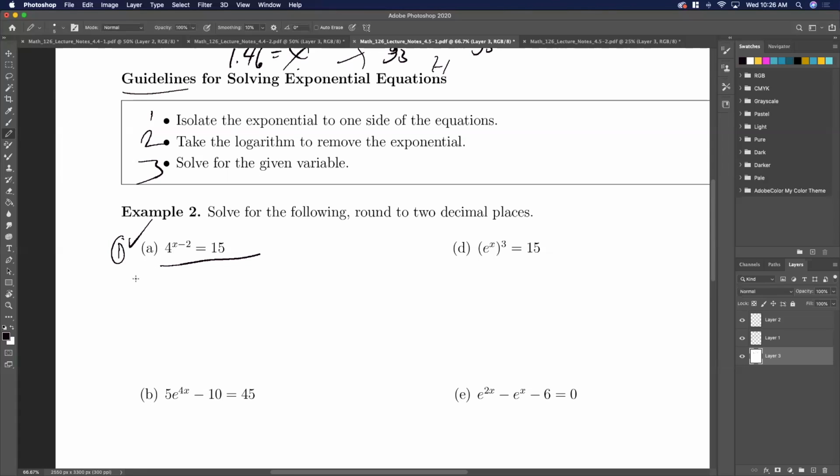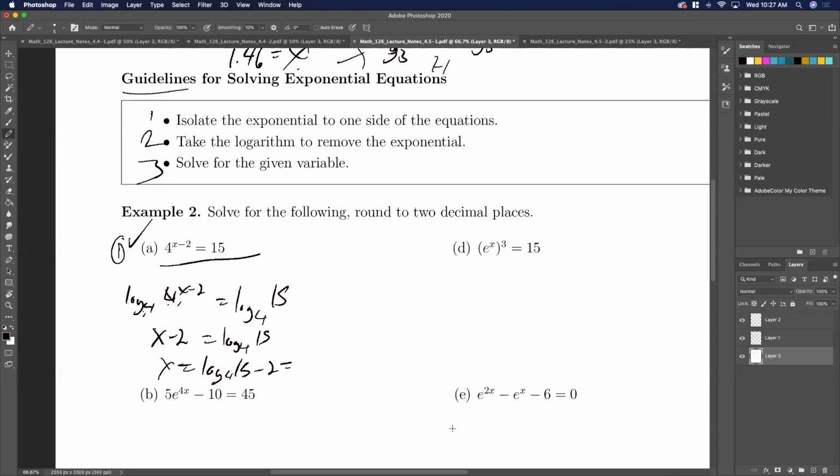So which log am I going to take here? I'm going to take a log base 4, right? So I'll take log base 4 of 4 to the x minus 2 equals log base 4 of 15. Well, log base 4 of 4 raised to some power is just x minus 2 if you remember your rules. These are inverses, so they cancel each other. And then log base 4 of 15. So we're going to just leave that as log base 4 of 15 right now, and x equals log base 4 of 15 plus 2.